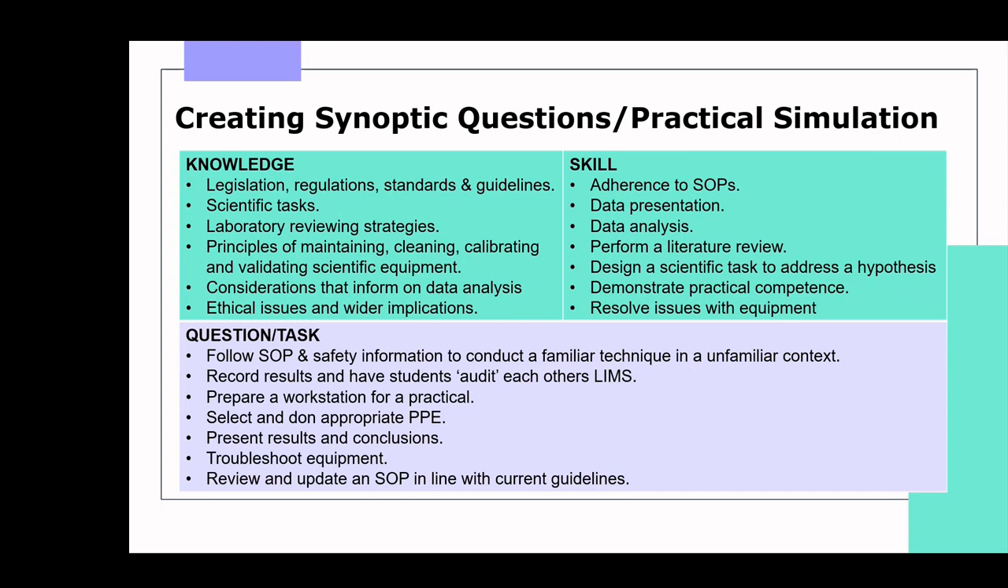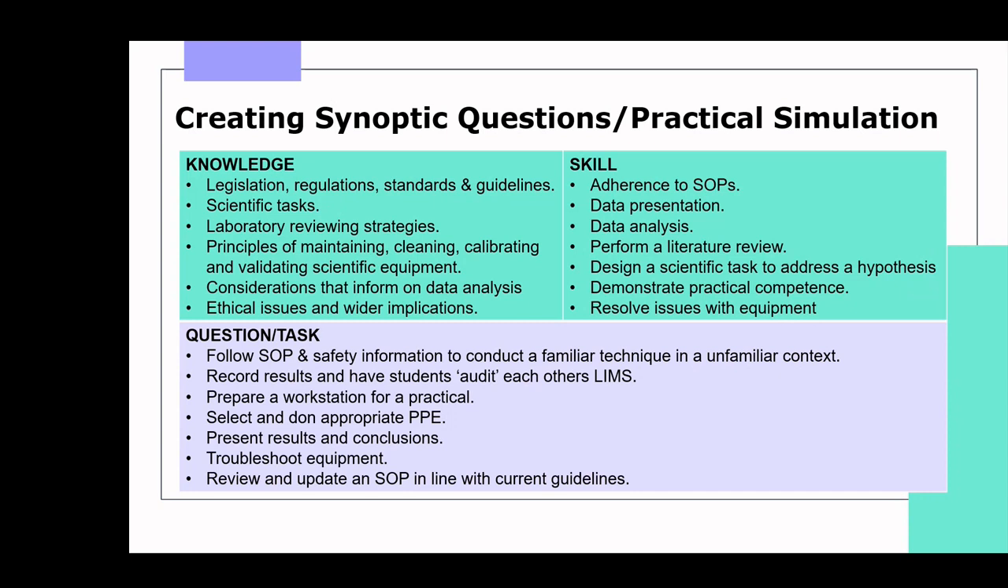You have in the green knowledge and skills, and in the purple a question or a task for the students to do. So the students will pick 2 green, one from knowledge, one from skills, or 2 from knowledge, or even 2 from skills. And they would then connect that with one of the lilacs.